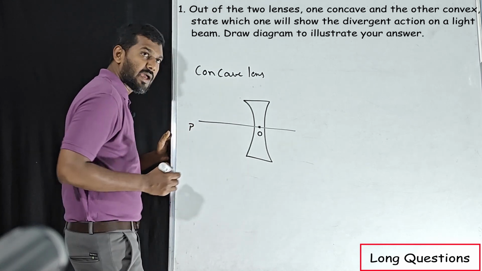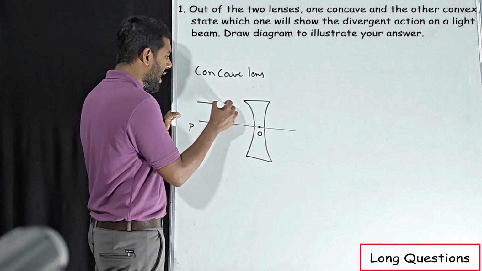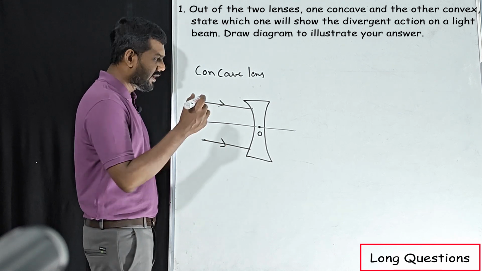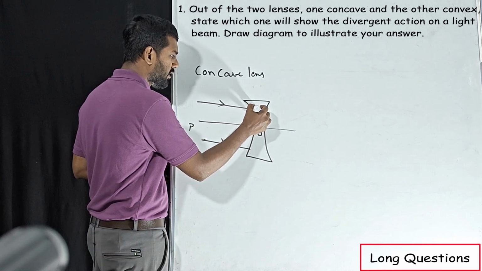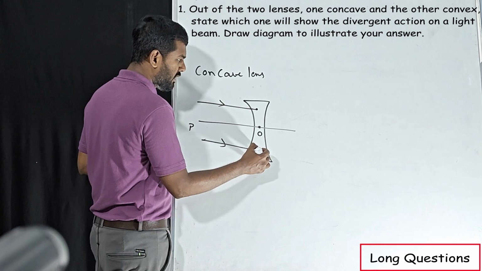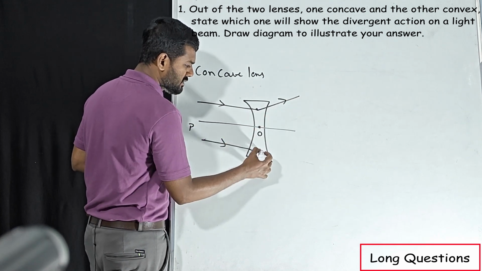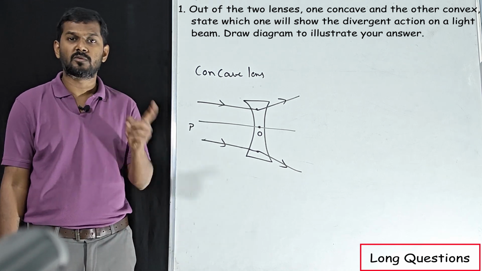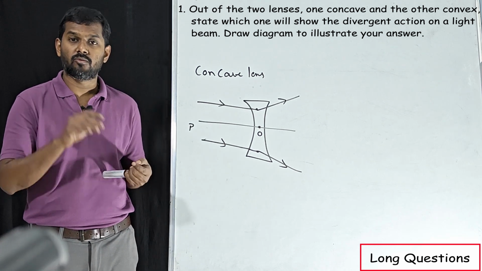Oh, this is the principal axis. If the ray is parallel, as we learnt in the previous question, what happens? It diverges away after refraction. That's it. So whenever you are drawing ray diagrams, use a scale. Then only you will get full marks.